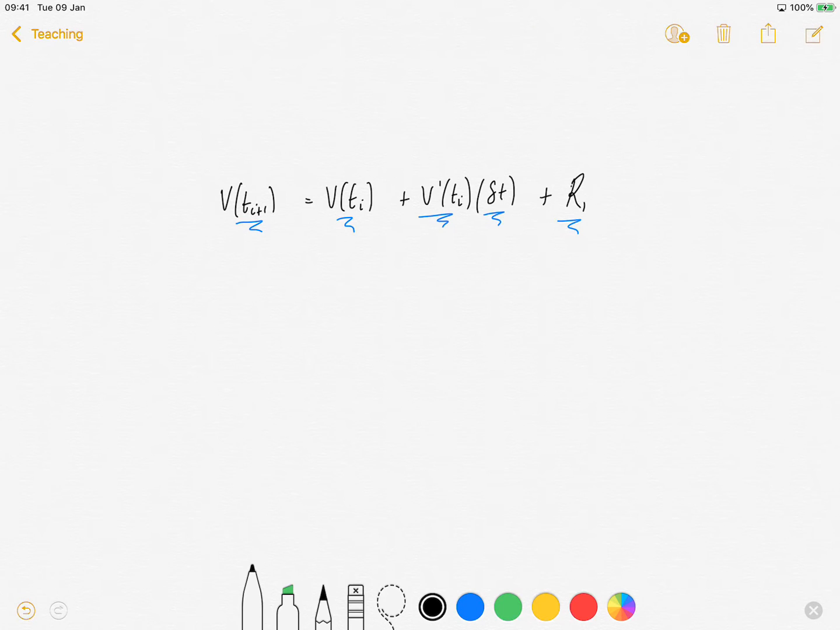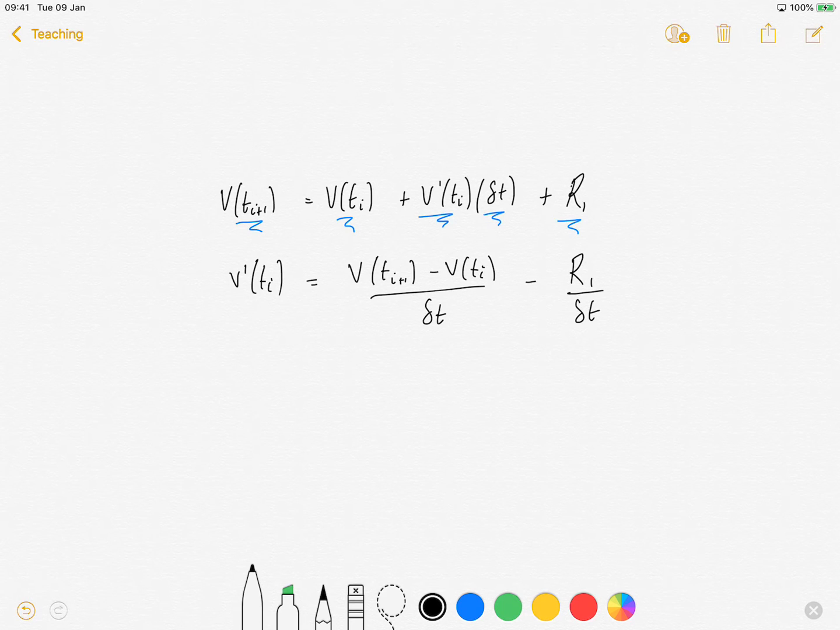So we can say the first derivative at our current time step is equal to the velocity at our next time step minus the velocity at our current time step divided by the time step, minus our remainder term divided by our time step.